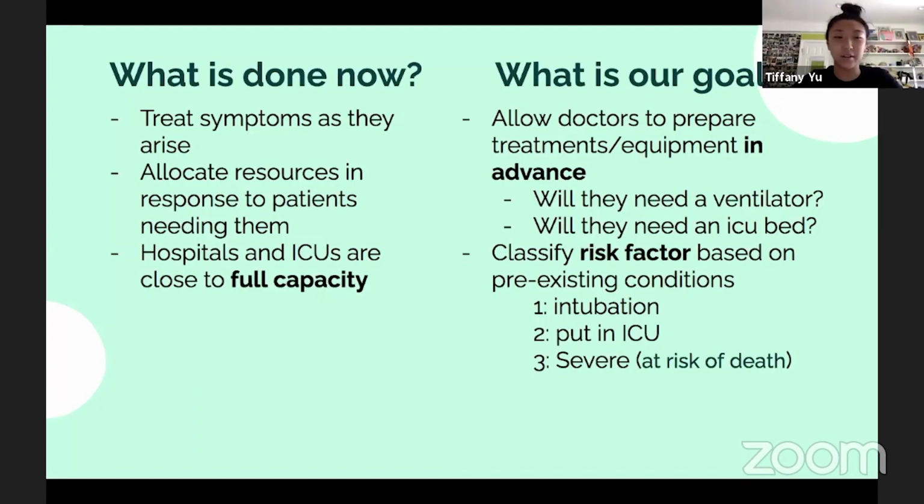So what is being done now? Doctors are treating symptoms as they arise. Resources are allocated in response to patients needing them, and hospitals and ICUs are close to full capacity. Our goal with this model is to, 1. Allow doctors to prepare treatments and equipment in advance, such as ventilators if a patient needs to be intubated and ICU beds for patients. And 2. To classify a patient's risk factor based on their pre-existing health conditions. Our risk factors are intubation, being put in the ICU, or if a patient is at risk of death.